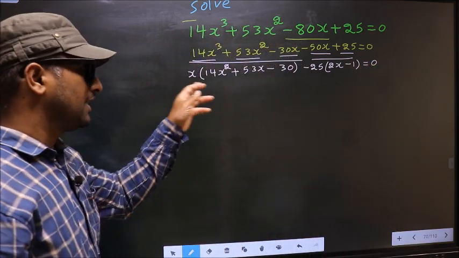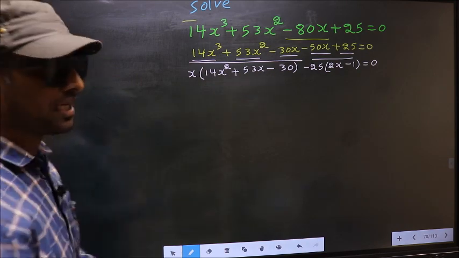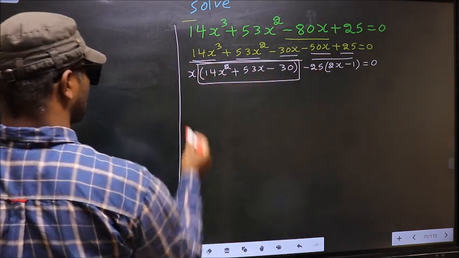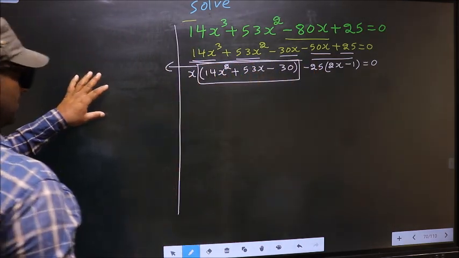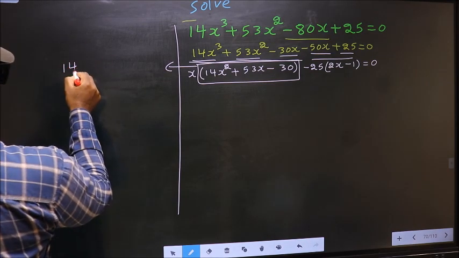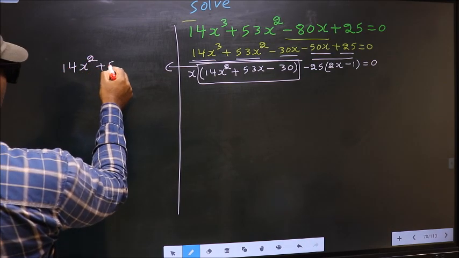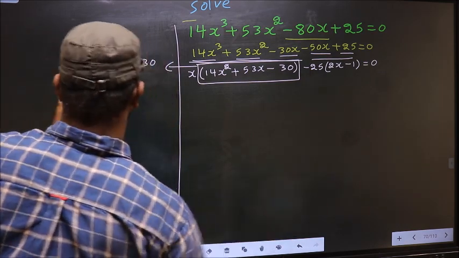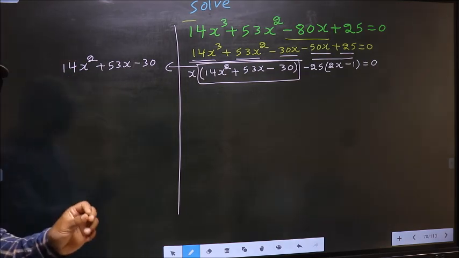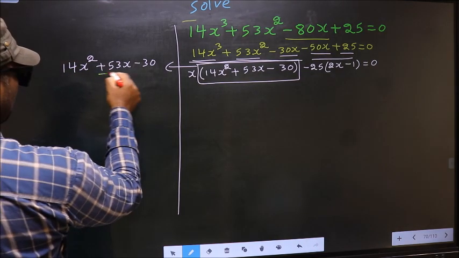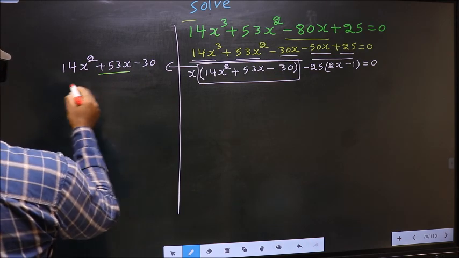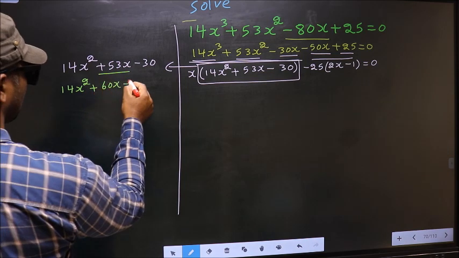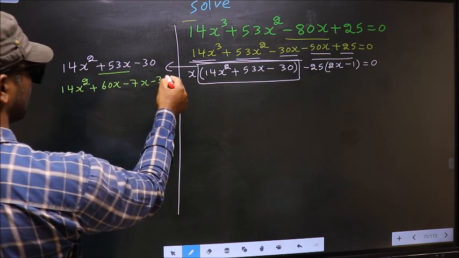Now, in this equation, we have come across a quadratic. So, I will factorize the quadratic here. That is 14x square plus 53x minus 30. To factorize this, we should split the middle term plus 53x. So, in place of plus 53x, now I write plus 60x minus 7x minus 30.